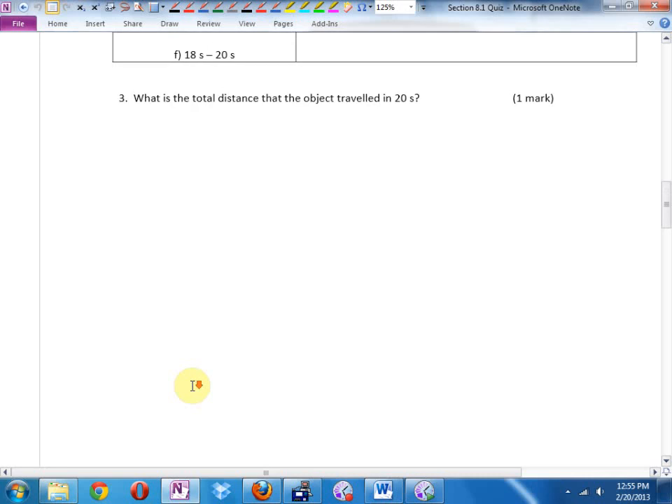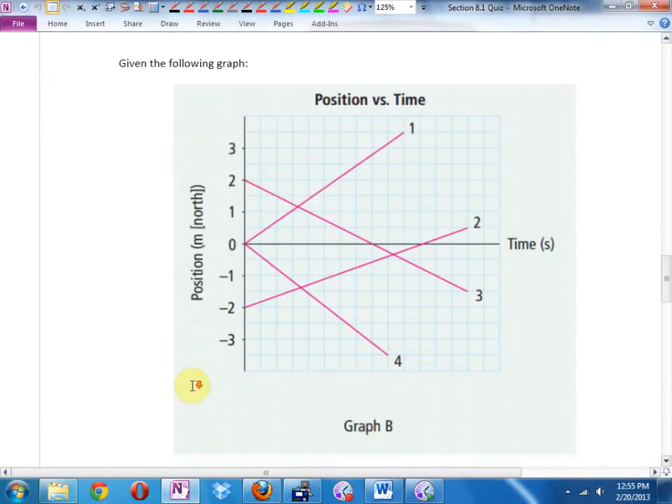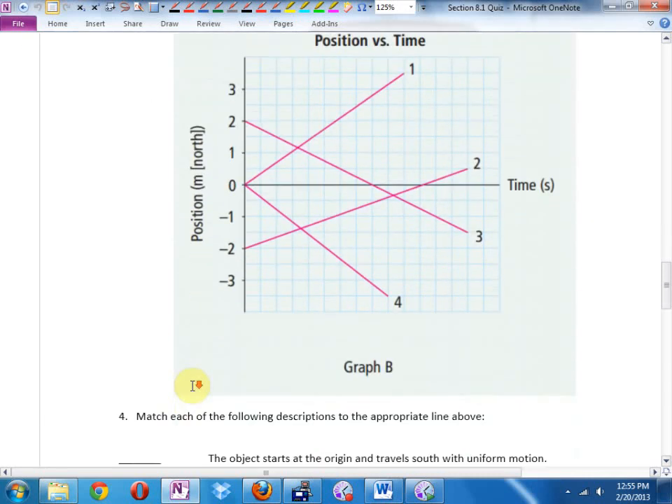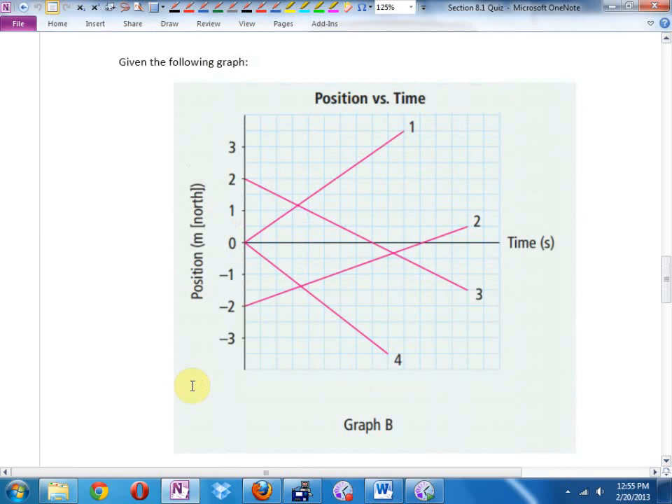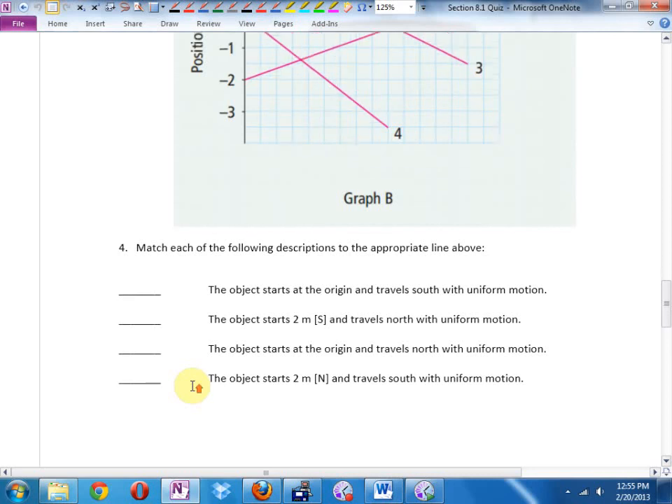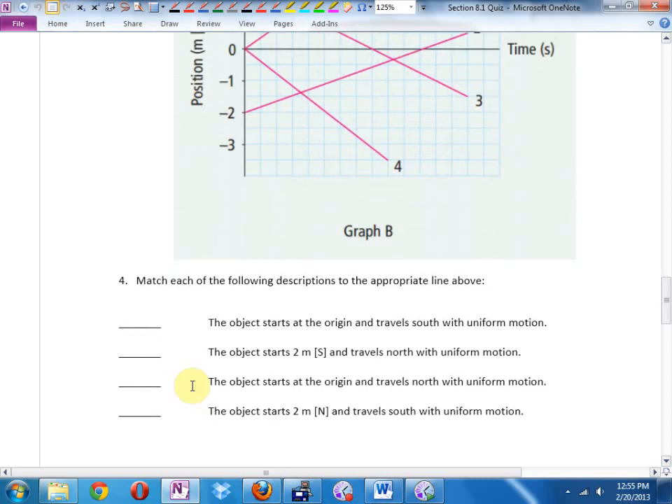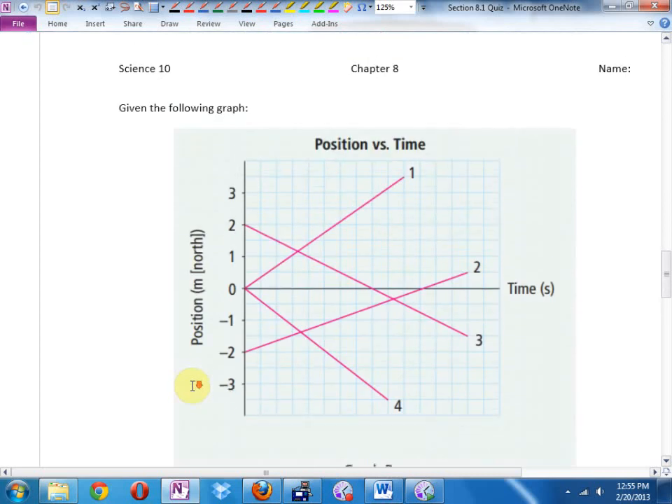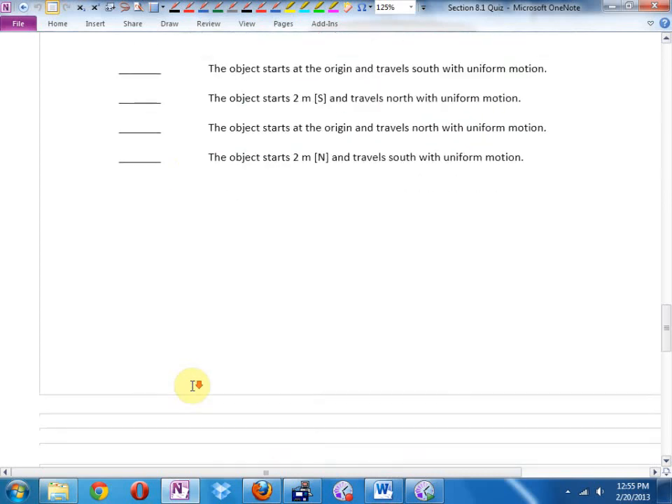Then turn the page over. Here's another graph. I've given you 4 lines. Match each description to the appropriate line. One of them is the object starting at the origin and traveling south with uniform motion. One of them is the object starts 2 meters south and travels north with uniform motion. See which one of those you feel matches which is which.